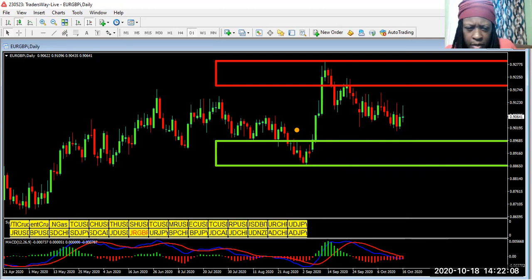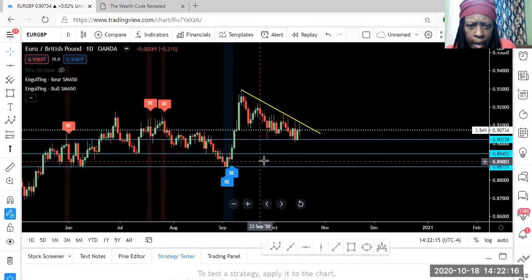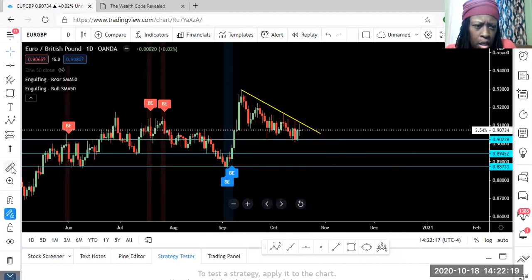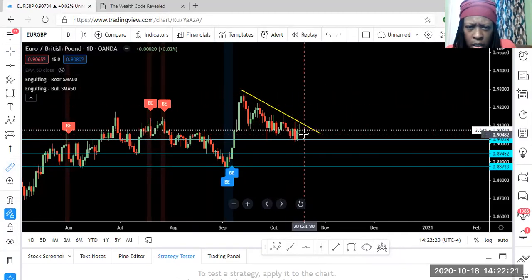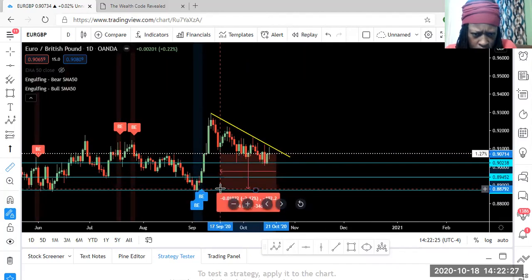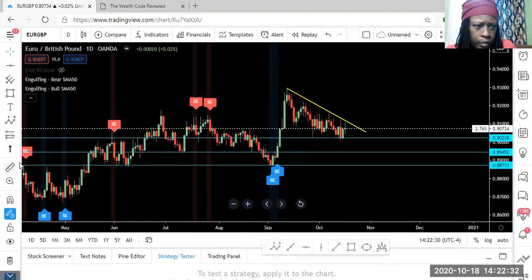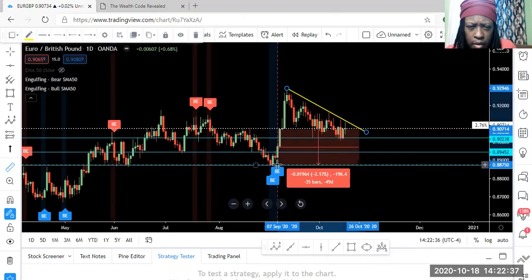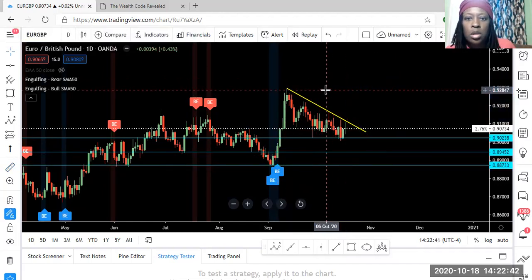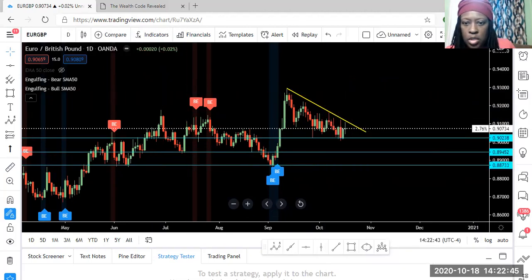Let me go back real quick, because I must have not seen something. Okay, so from the close of the candle, I'm on the daily, okay? From the close of the candle down to the area right here is 196 pips, okay? So let's go back. That's 196 pips.